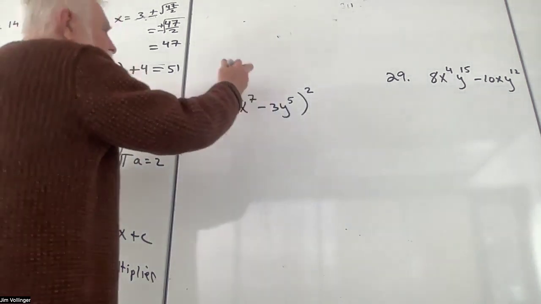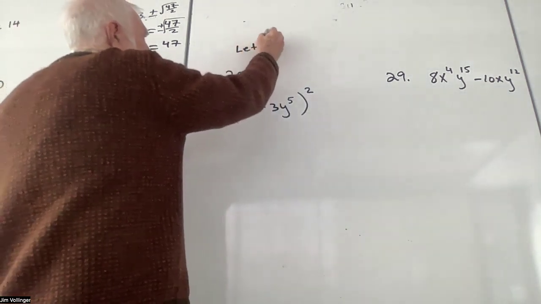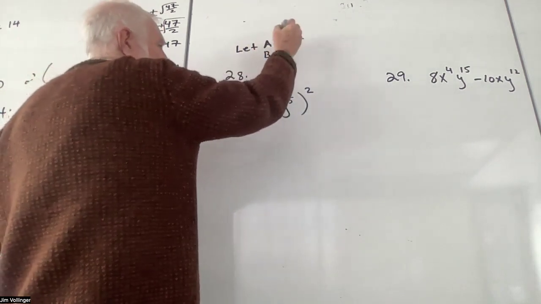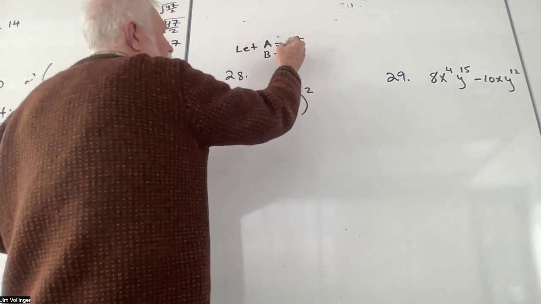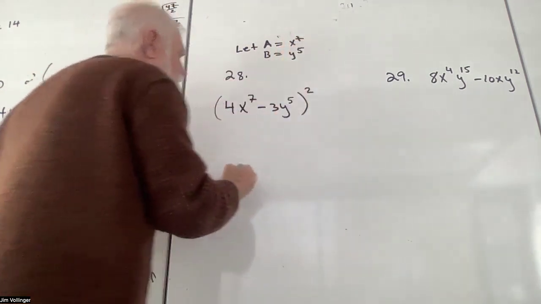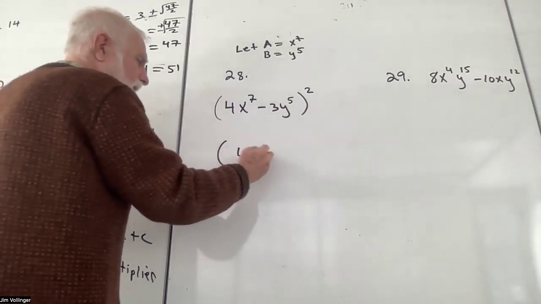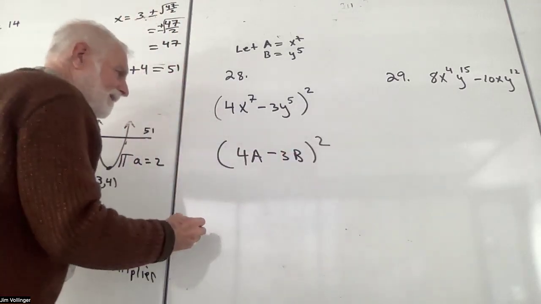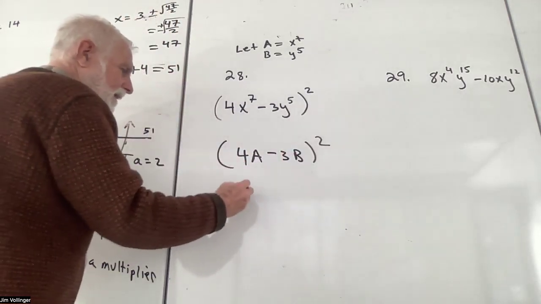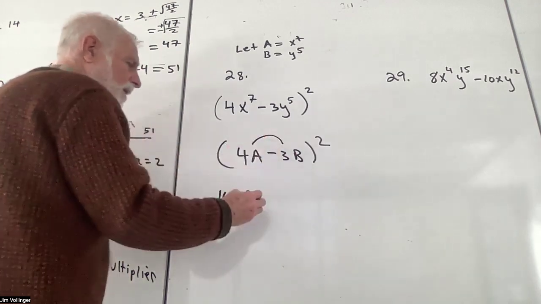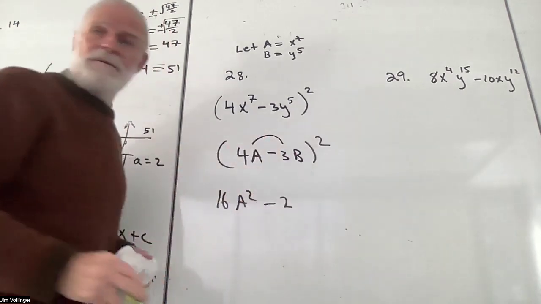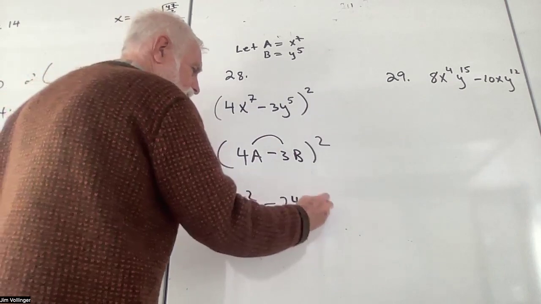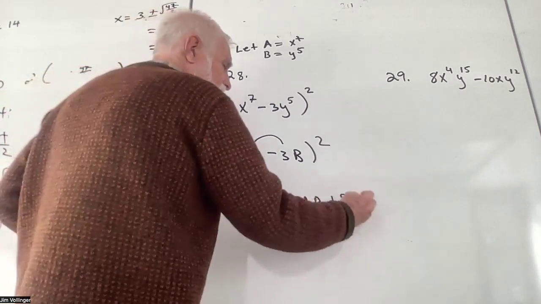Squaring a binomial. Let's let the letter capital A equal x to the 7th and let B equal y to the 5th. There we go. Then this would just be 4A minus 3B squared. What's that? That is 16A squared. Double that product. My answer key was wrong. I mean, where's my coffee? Oh, it's way over there. Minus 24AB plus 9B squared.